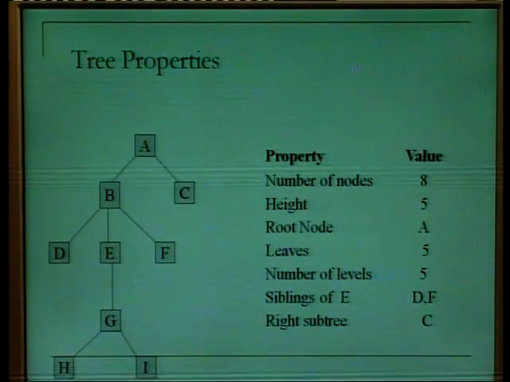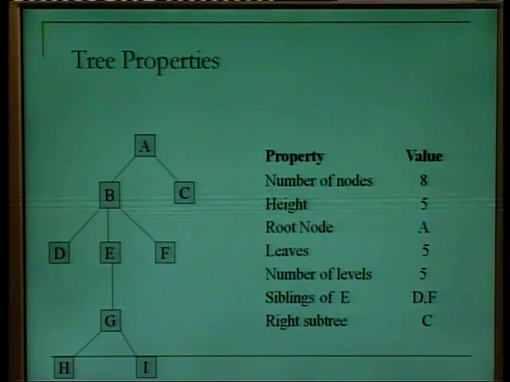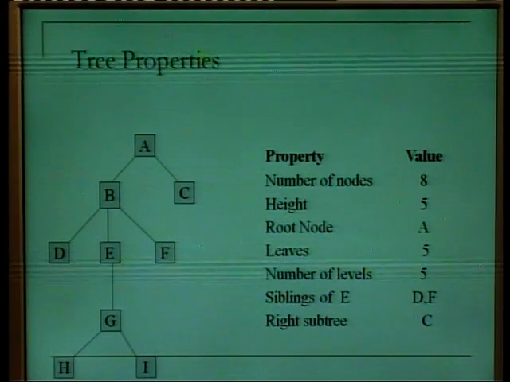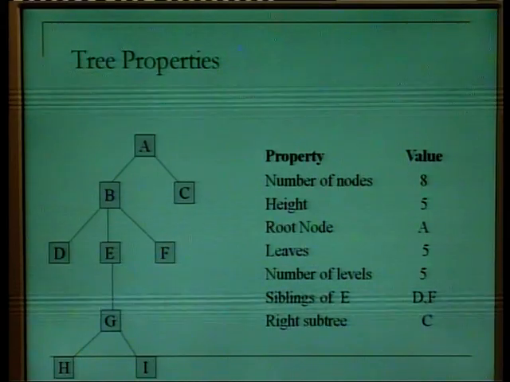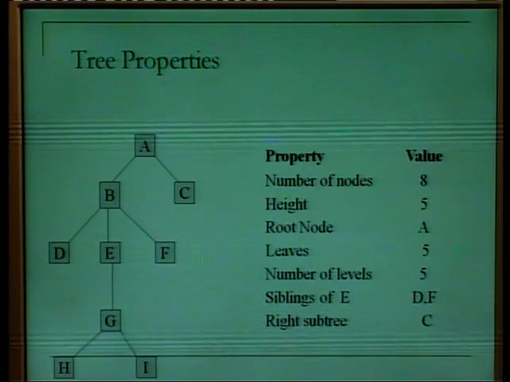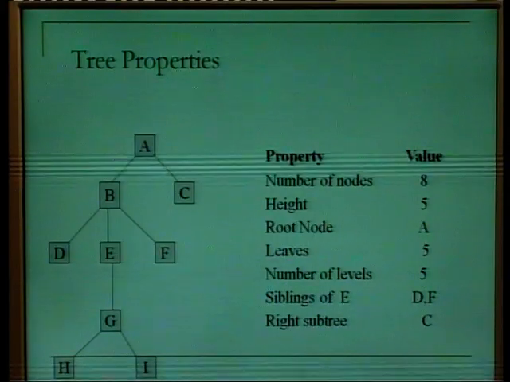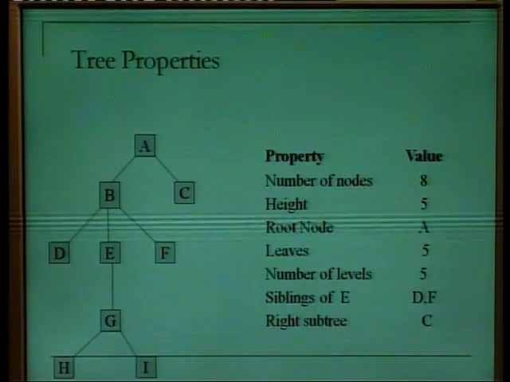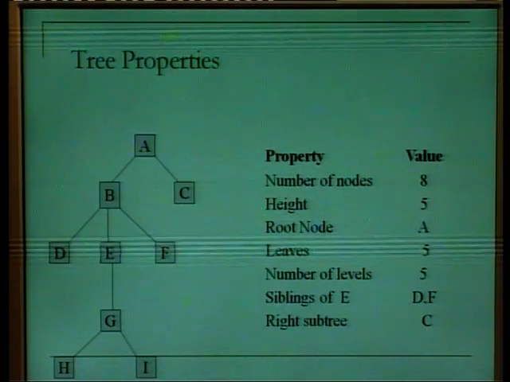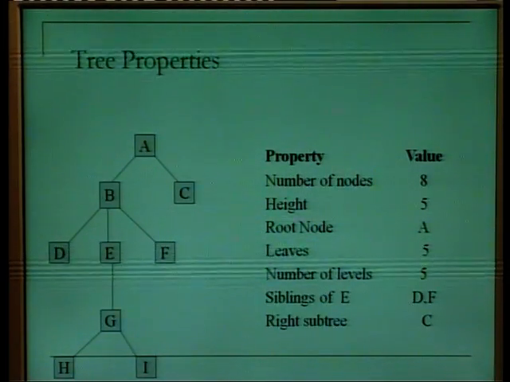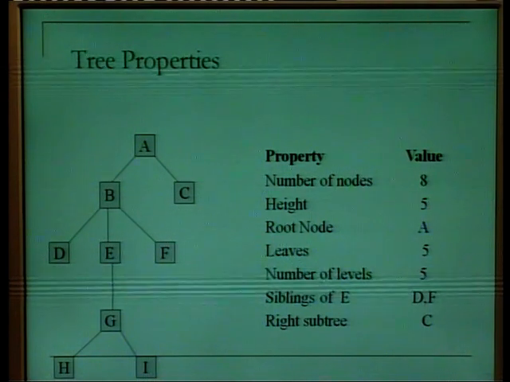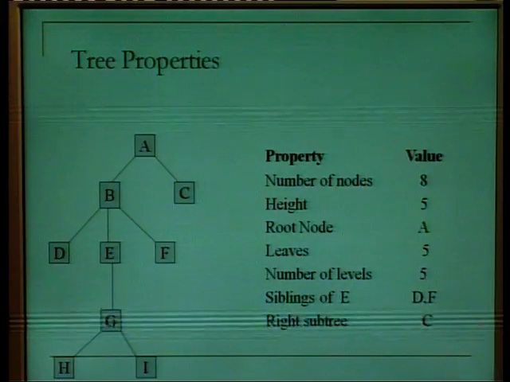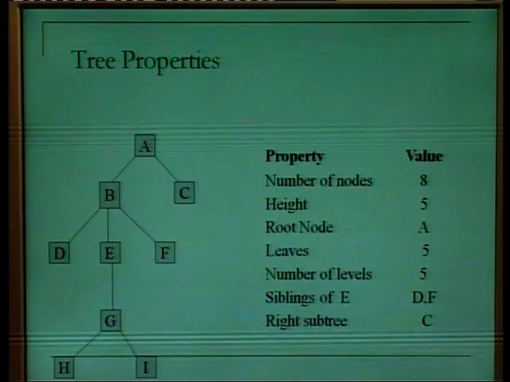Now we will discuss tree properties. As we know, what is a tree? Tree is a collection of nodes. These nodes are arranged in a tree manner, having a root and again child nodes and subtrees. Now we will examine these properties on behalf of this example. Taking this tree as an example, the number of nodes in this tree is 9: A, B, C, D, E, F, G, H, I.